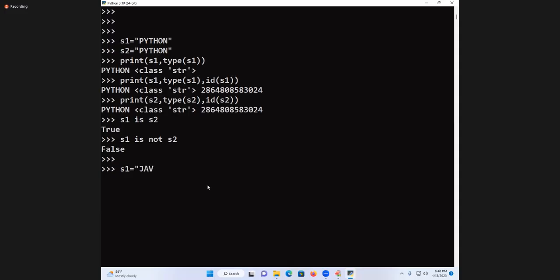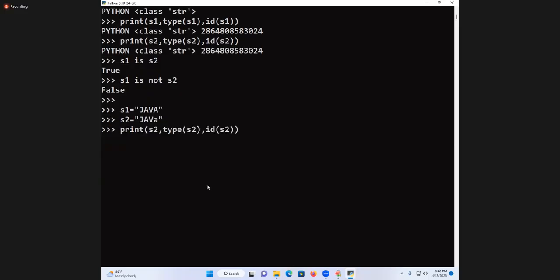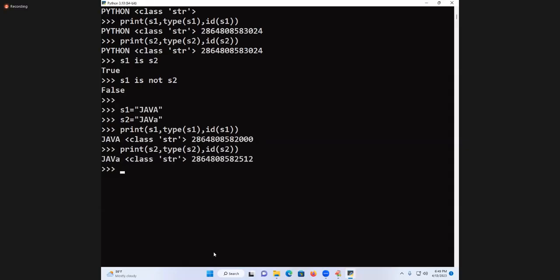S1 = 'Java', S2 = 'java'. Without asking, you need to answer me. S1 and S2, same address or different address? Why different address? Are they same case or different case? Same meaning is there, Java only, but the case is different, capital J and then small j. So a different address will be there definitely. So S1 is S2: False. S1 is not S2: True. I hope it is clear.